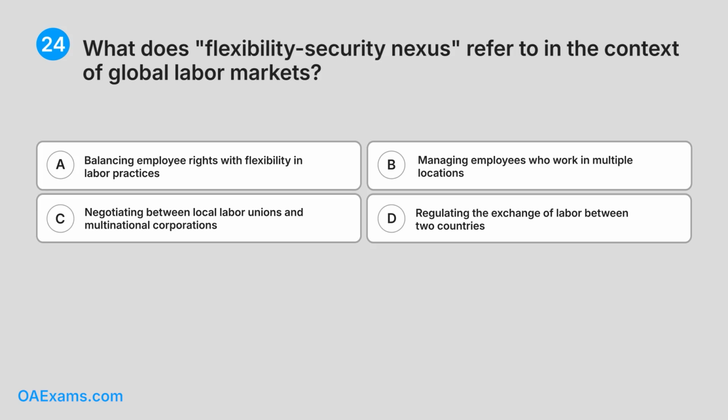24. What does flexibility security nexus refer to in the context of global labor markets? A. Balancing employee rights with flexibility in labor practices. B. Managing employees who work in multiple locations. C. Negotiating between local labor unions and multinational corporations. D. Regulating the exchange of labor between two countries. Can you guess the answer?